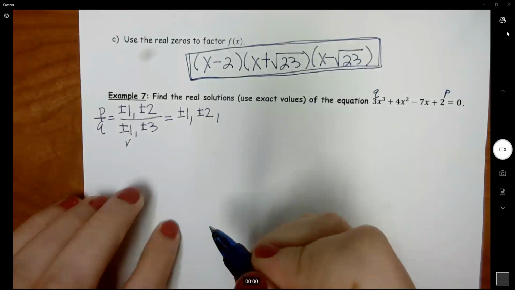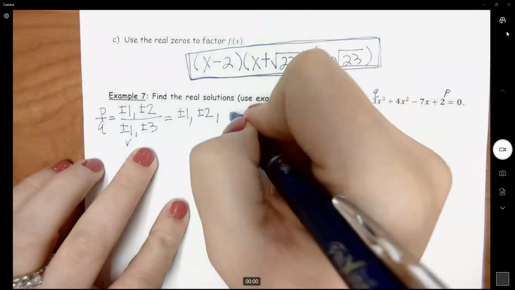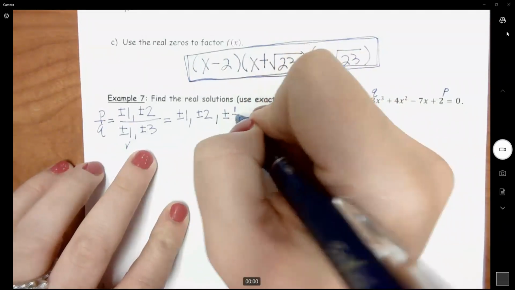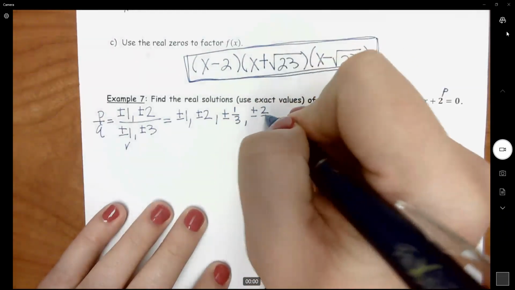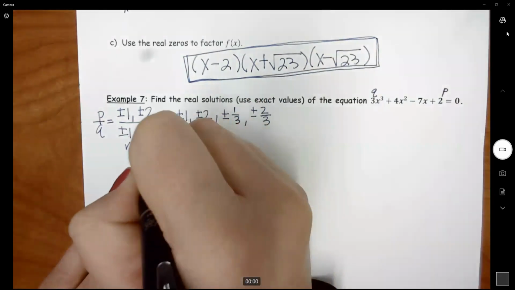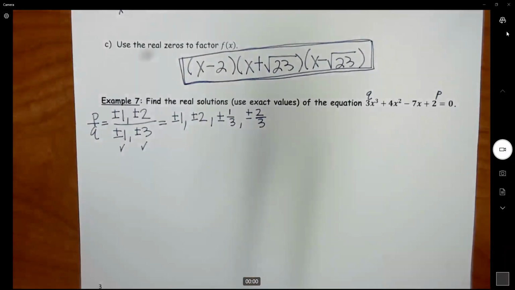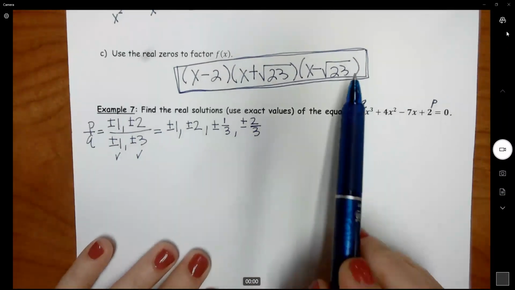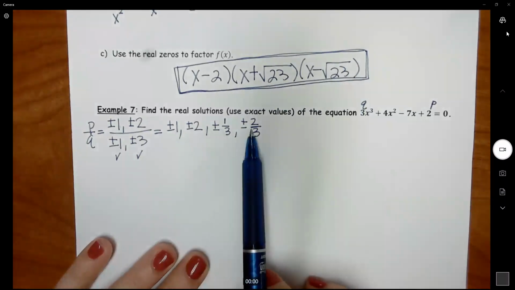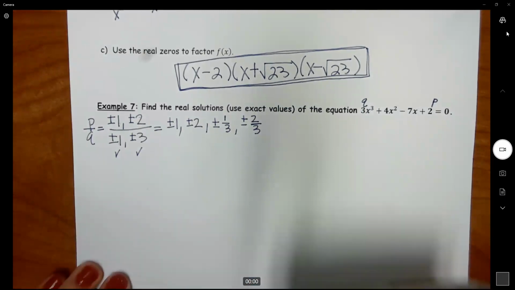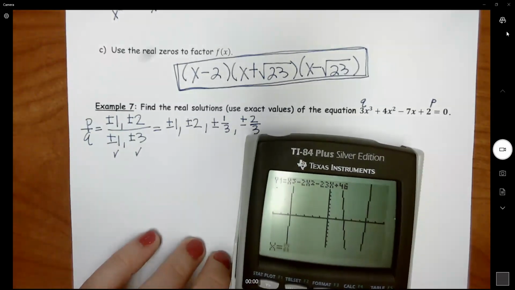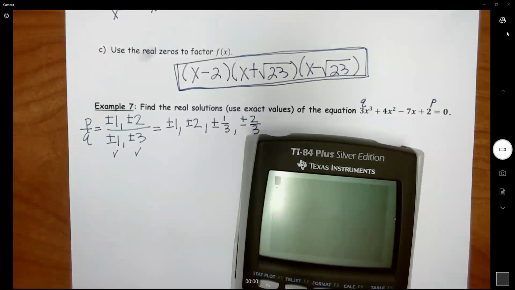I did 1. Now I'll go to 3. 1 divided by 3 is plus or minus 1/3. 2 divided by 3 is plus or minus 2/3. So I have 8 total numbers here that I could have on this graph. So remember, rational, if we get square root, it's not going to be listed here, but fractions are still rational. So now let's use our graph to figure out what we can eliminate in at least one of these zeros.